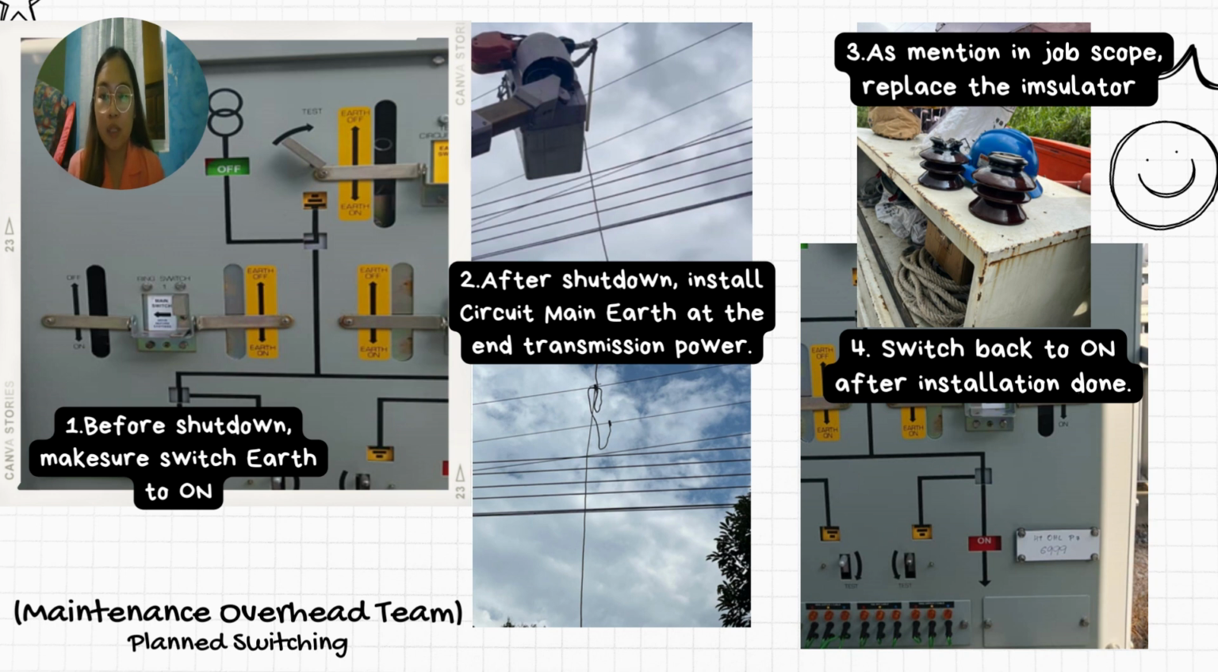This is one of my tasks and activities. This is when I'm joining the maintenance overhead team, which is plant switching. First, before shutdown, make sure switch earth is on. After shutdown, install the circuit man earth, which is CME, at the end of the transmission power. This is to make sure that the contractor is safe. This is because when there is voltage presence, the voltage will go to the ground or go to the earth.